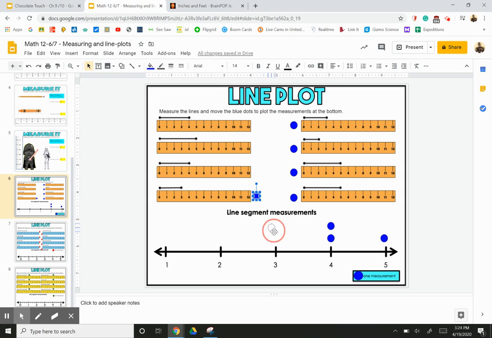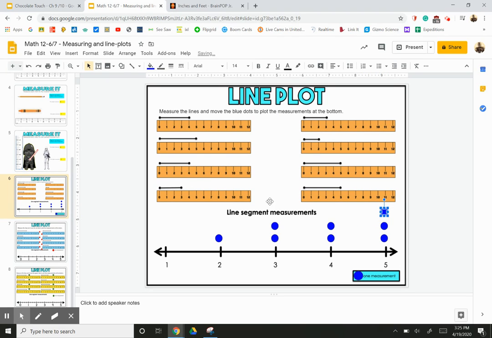This one's on the 3. I'm going to keep on going. This one is on the 3, so I have another one. This one's on the 2. This one is on the, you got it, it's on the 5. And then that last one, you got it again, it's on the 5.